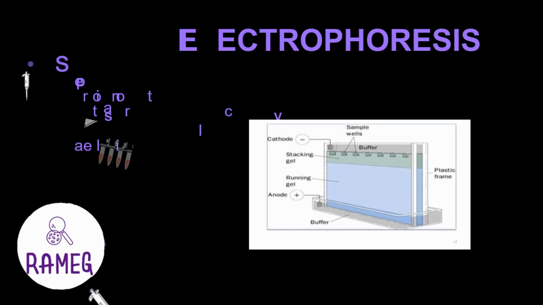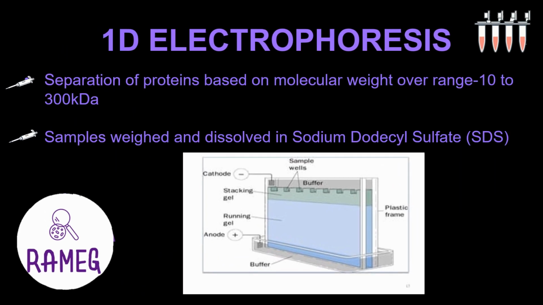So moving on to the dimensions of electrophoresis. 1D electrophoresis is the separation of proteins based upon the molecular weight over a range of 10 to 300 kilodaltons, and the samples are usually weighed and dissolved in a reagent called sodium dodecyl sulfate, which is also referred to as SDS. So it is a one-way process compared to 2D electrophoresis.